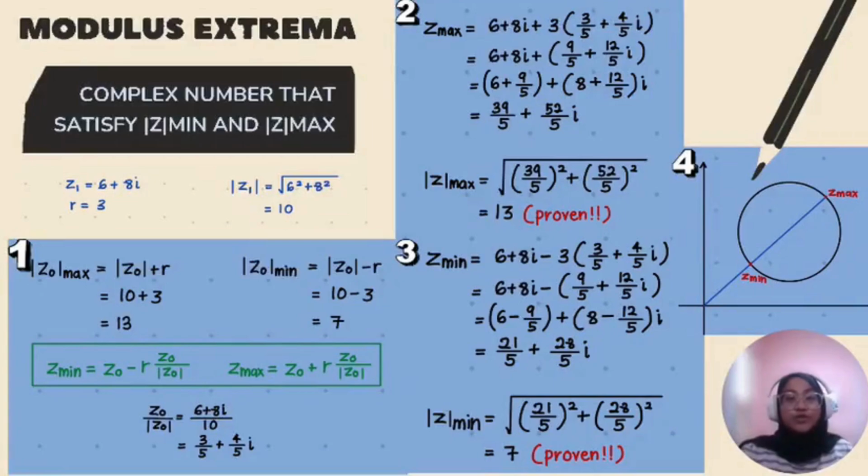I choose Z equal to 6 plus 8i and r as 3. I use the formula in green to find the Z min and Z max. I do a confirmation here and we can see that it is the same value as using the basic formula.